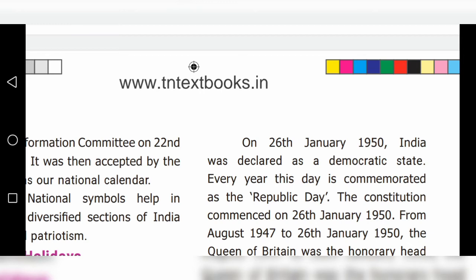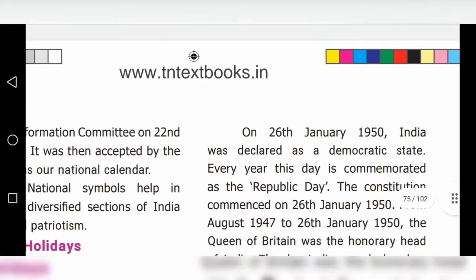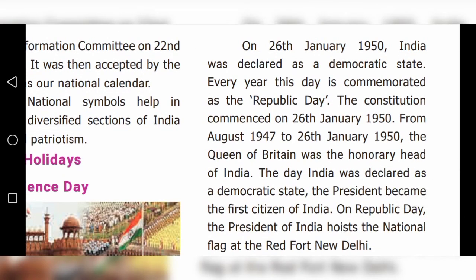The Constitution commenced on 26th January 1950. From August 1947 to 26th January 1950, the Queen of Britain was the honorary head of India. That was the day India was declared a democratic state. So after independence, India was declared a democratic state.